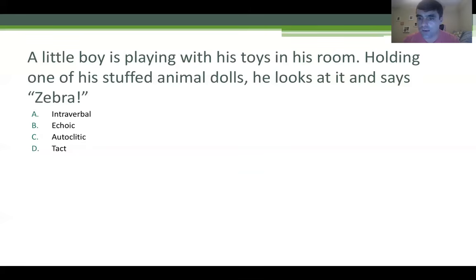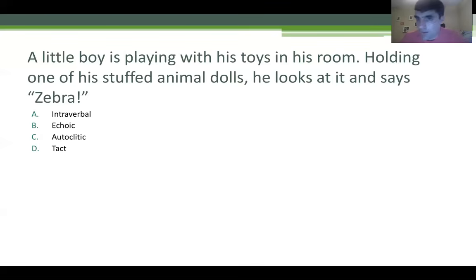Fill-in intraverbals, for example. I start singing a song, "Mary had a," and the client says, "Little lamb." So an intraverbal, think of it like a response to an SD. They're not the same, but it's just a response. Is he responding to anything here? No, I did not ask him what animal is this, or name this, or what's your favorite animal. Nobody said anything. He just looked at the zebra and said zebra, which is a label, which is a tact. So A is wrong.